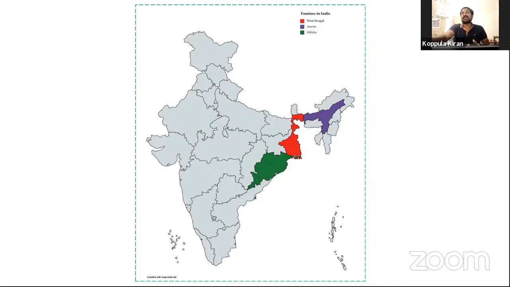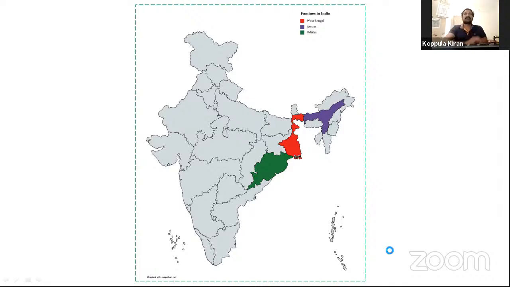This period is very important to us because of the famines that occurred in India. The major famine occurred in India. Okay, look at this once again. These three states are the major states affected by the famine in 1943 in Bengal. Particularly in those days, Bengal, this West Bengal, and Odisha, Assam, these states were one.